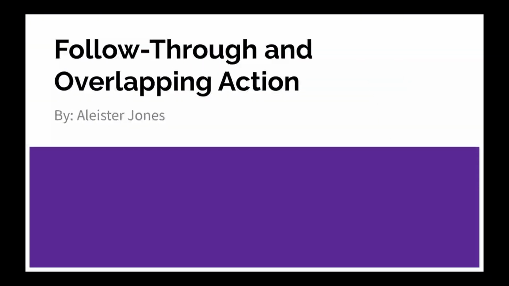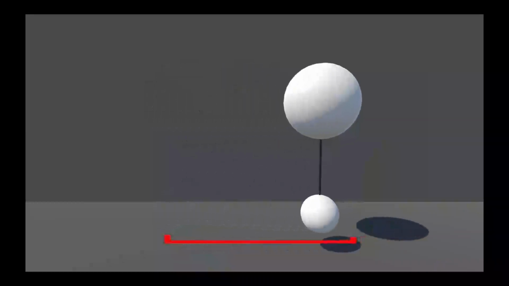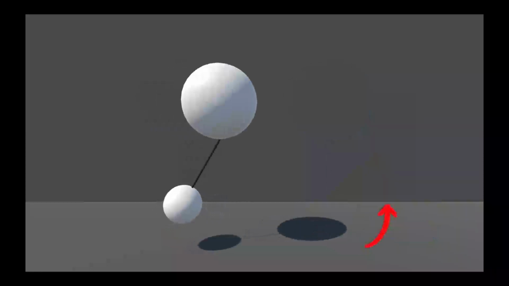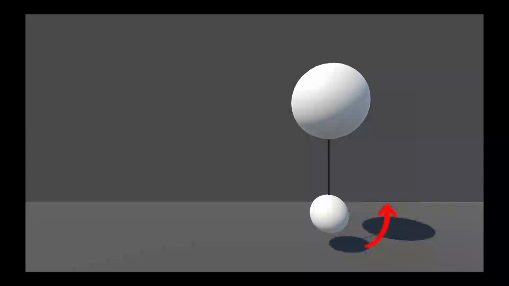Overlapping action and follow-through. Overlapping action is the idea that objects loosely connected to a moving object will move at an offset to the main object, and follow-through is the related idea that connected objects will continue to move after the main object stops. This mimics real-world physics, making an animation feel more realistic.